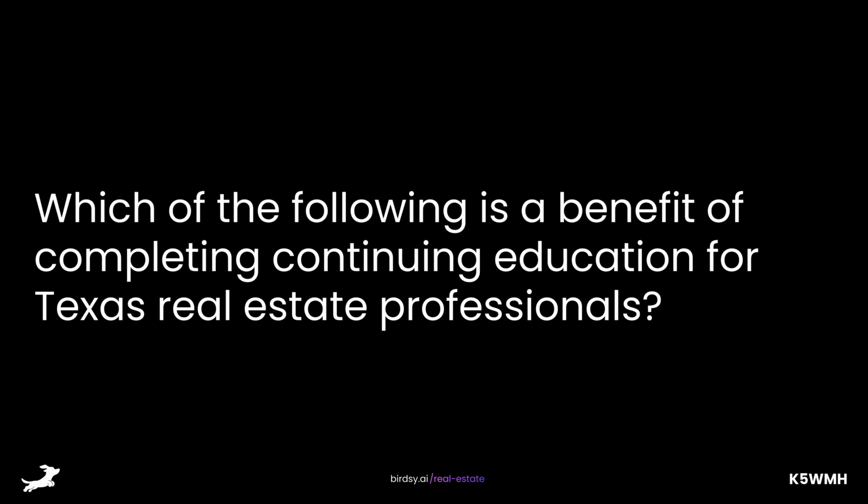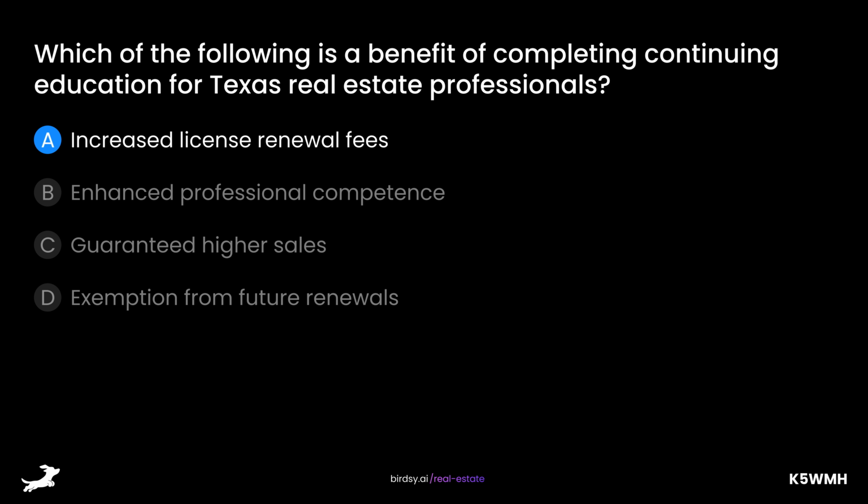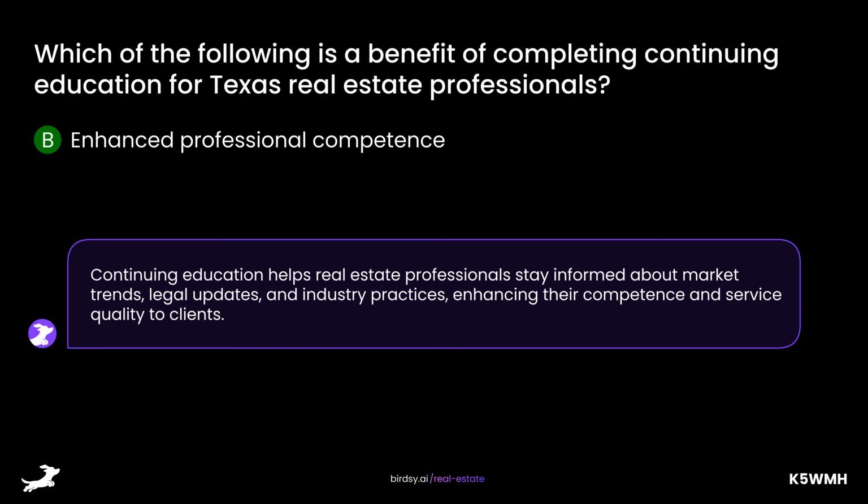Which of the following is a benefit of completing continuing education for Texas real estate professionals? Is it A, increased license renewal fees? B, enhanced professional competence? C, guaranteed higher sales? Or D, exemption from future renewals? The answer is B, enhanced professional competence. Continuing education helps real estate professionals stay informed about market trends, legal updates, and industry practices, enhancing their competence and service quality to clients.